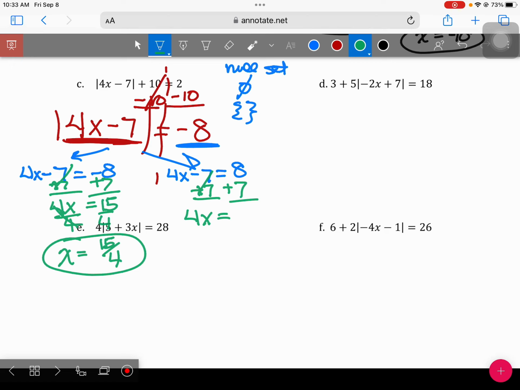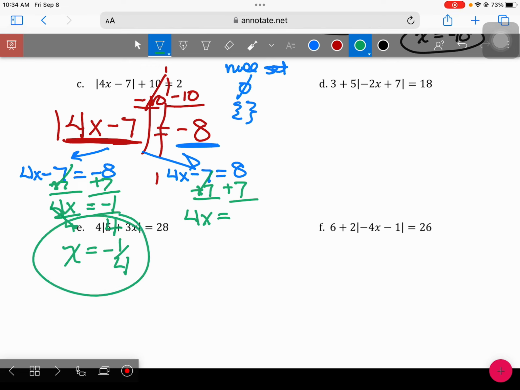Oh, I messed up. You guys didn't check me. Where did I mess up? Negative 8 plus 7. I gotta back up. Negative 8 plus 7. I was going to get the same answer. I was like, that shouldn't happen. Equals negative 1. Divide by 4, divide by 4. X is equal to negative 1/4. There we go. We already knew the answer for the other one, though. So x is equal to 15/4. You're like, okay, we have two solutions, right?